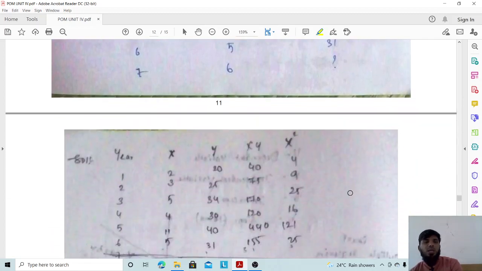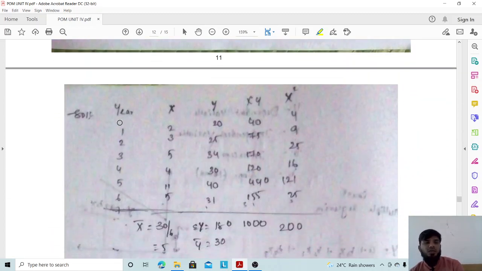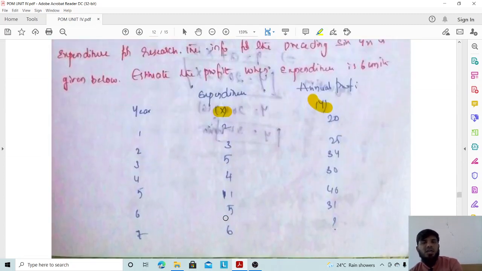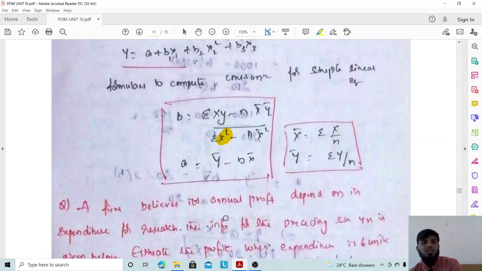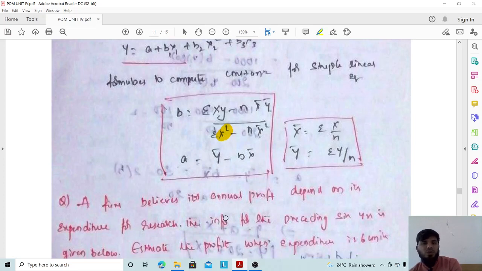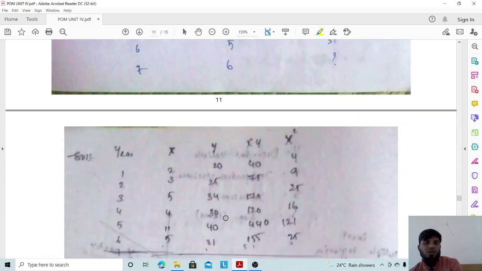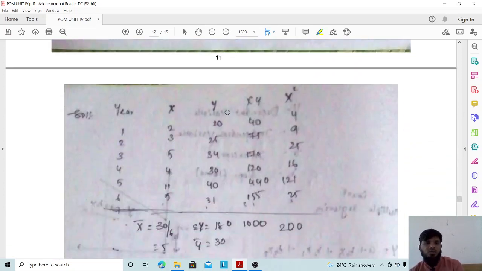You are doing the tabulation first. The years are first year, second year, third year, with the x value given and the y value given. What data is required for the b calculation? First you have to identify x bar, then y bar, then xy, then x square and x bar square. So I will write x, y, xy and x square.